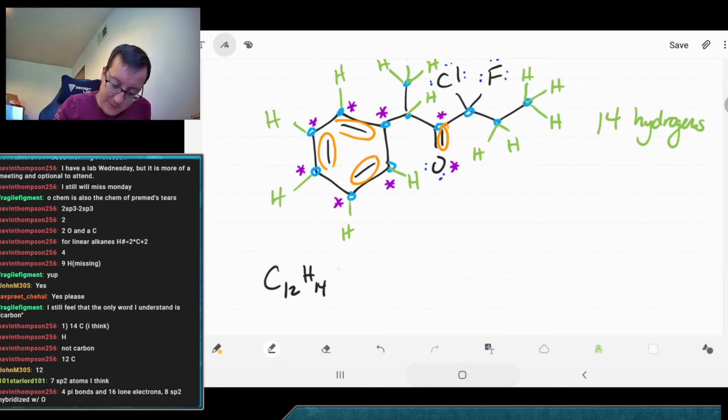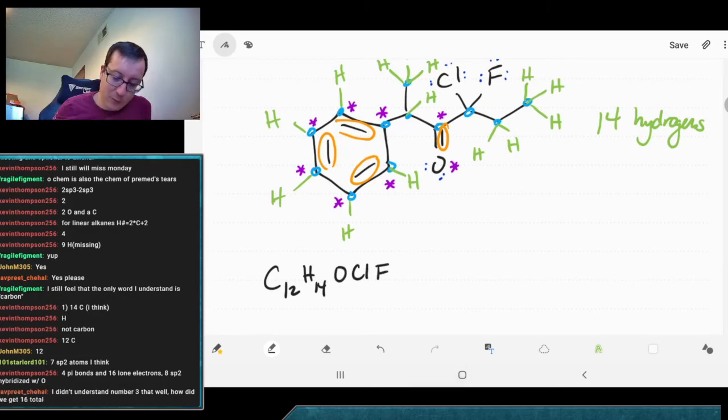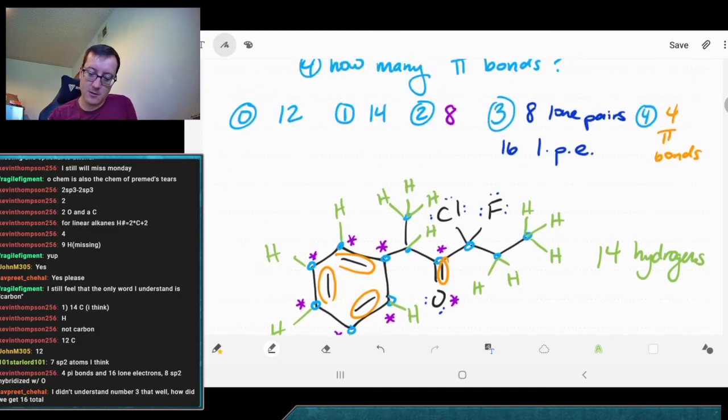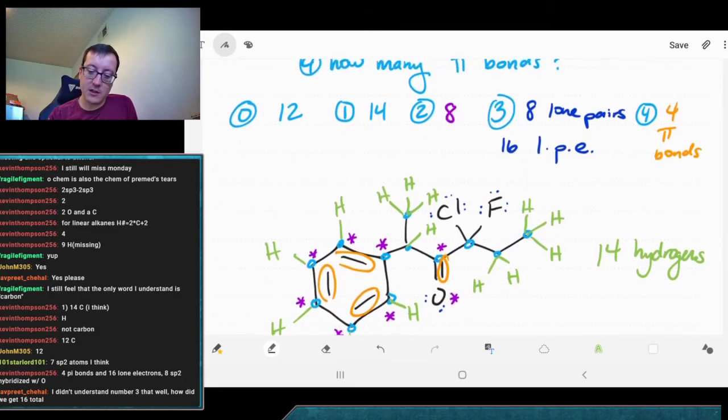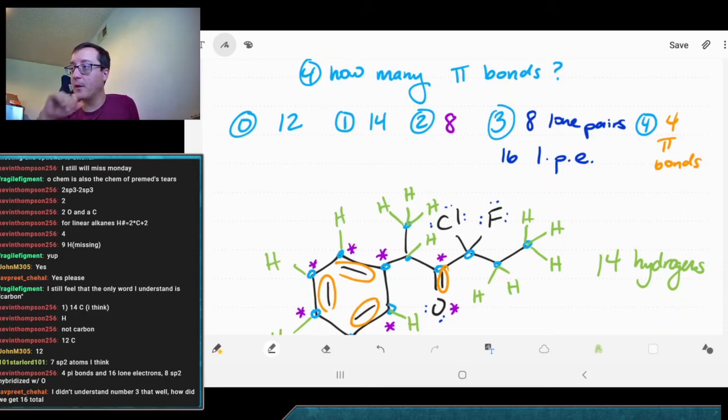1 oxygen. If we were to try and draw the formula for this, how do we get 16 total? Oh, because each lone pair is 2 electrons, right? So, if I were to ask you how many lone pair electrons do we have, each pair is 2 electrons. Since we have 8 lone pairs altogether, 8 times 2 will give us 16. So it's just counting the electrons that are within those lone pairs.